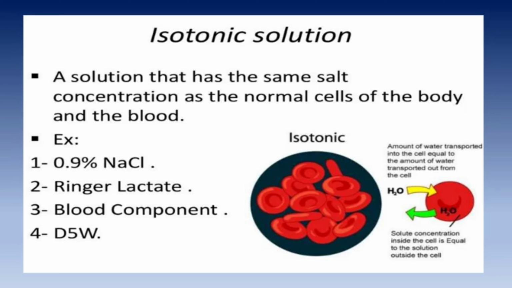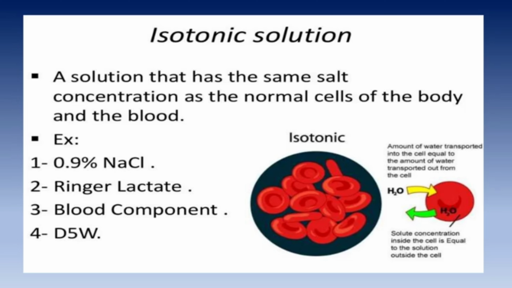A solution that has the same salt concentration as the normal cells of the body and the blood. Everybody knows the common example is 0.9% sodium chloride. The other examples are mainly used as intravenous fluids: Ringer lactate, blood components, dextrose. These are the main examples for the isotonic solution. This is mainly used for infusion purposes.